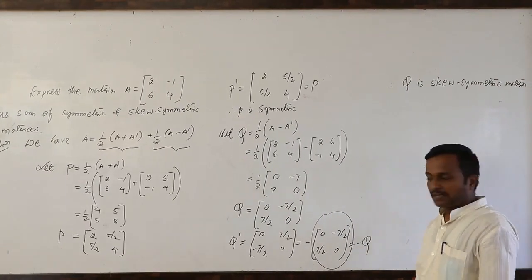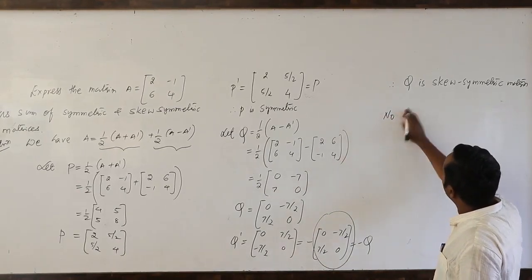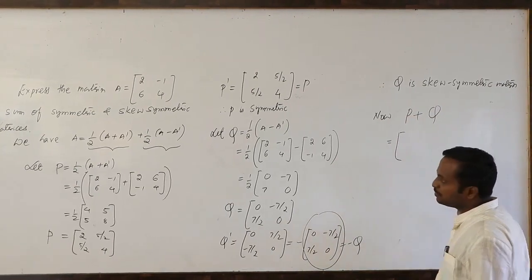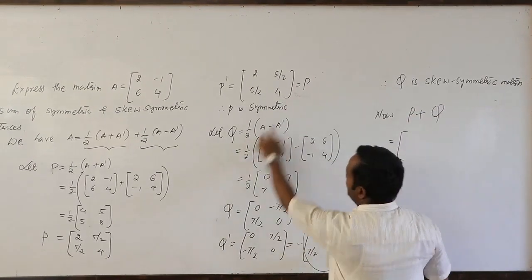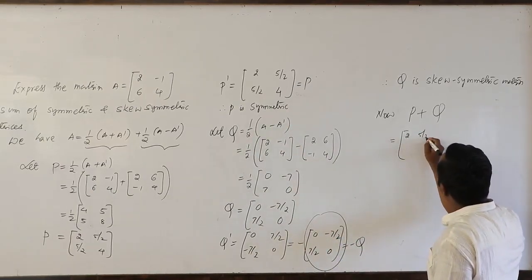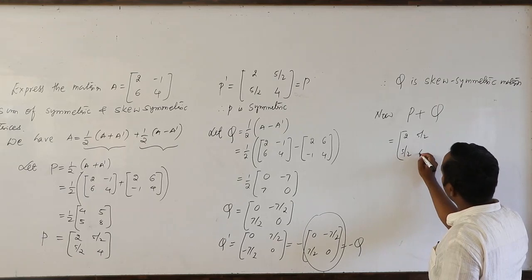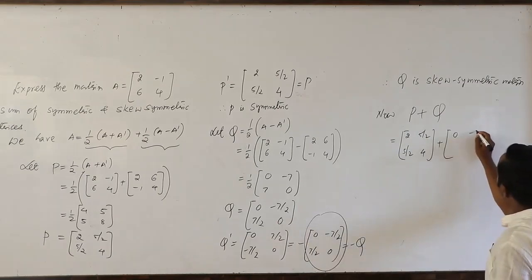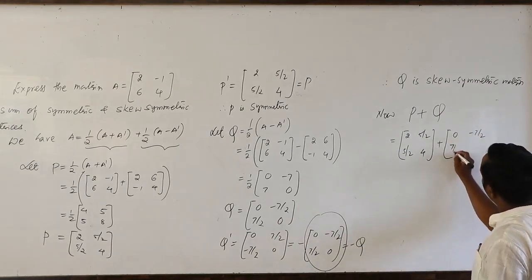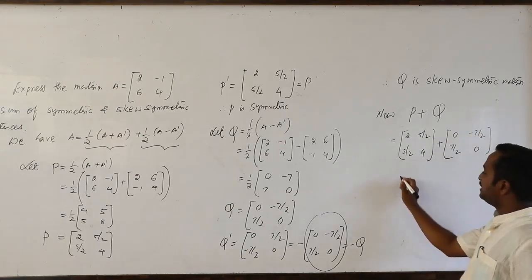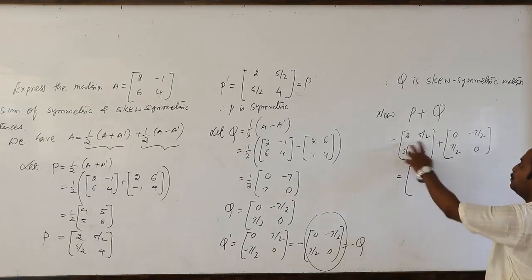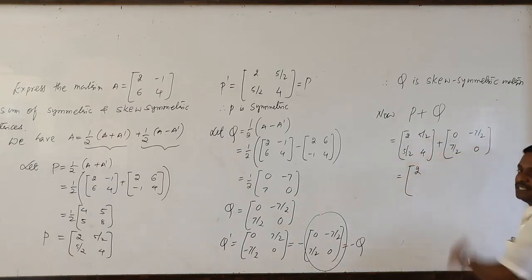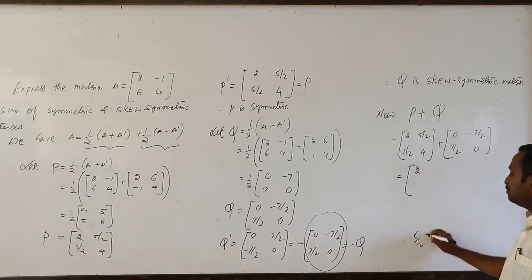Isn't it? Now P plus Q. P is symmetric, Q is skew symmetric. What about P plus Q? Just look at this. This is P: 2, 5 by 2, 5 by 2, 4, plus Q. Q is here: 0, minus 7 by 2, 7 by 2, 0. Adding the elements: 2 plus 0, 2. 5 by 2 minus 7 by 2, just calculate.